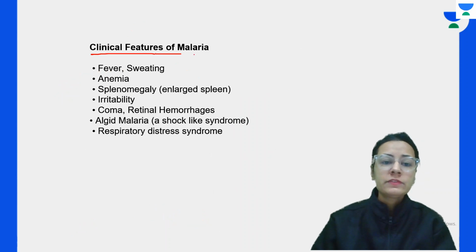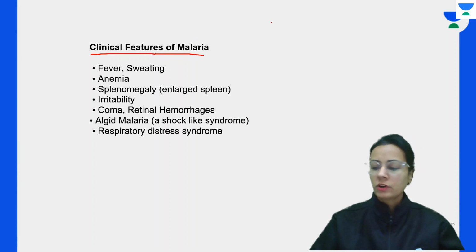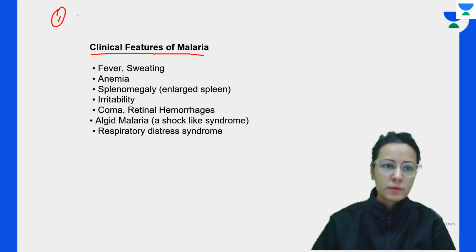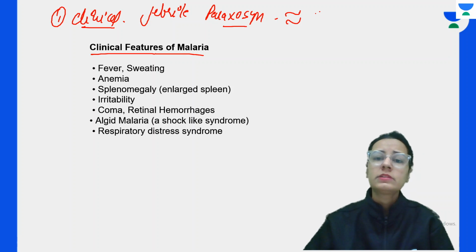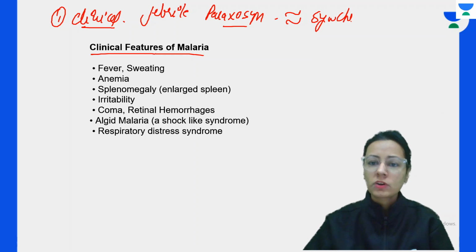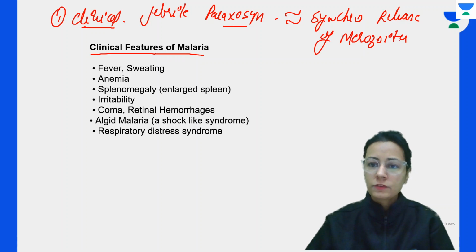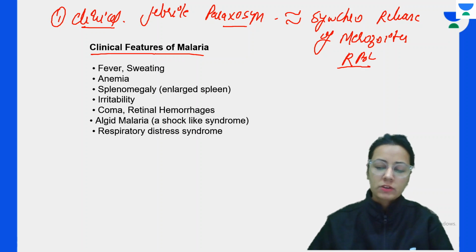What are the clinical features of malaria? When we talk about the clinical features, first is the febrile paroxysm. This occurs along with the synchronous release of the merozoites from the RBCs. All right, and what is the incubation period?